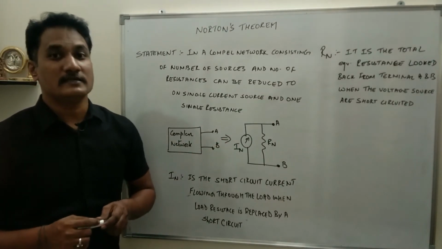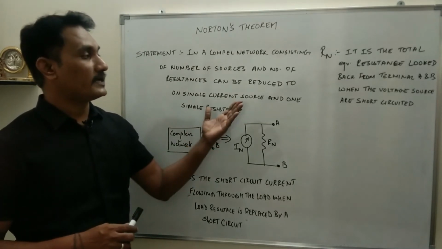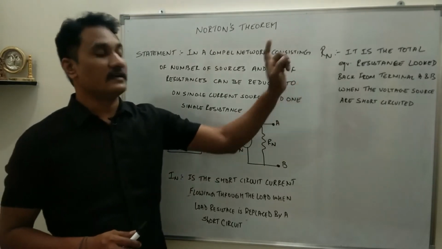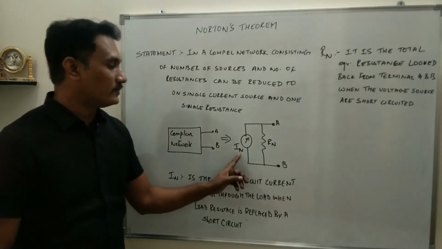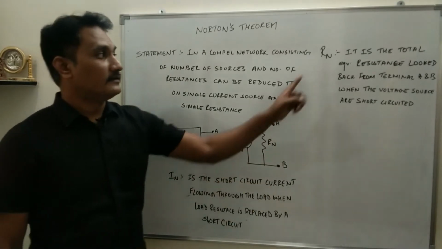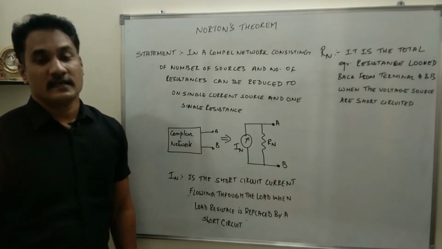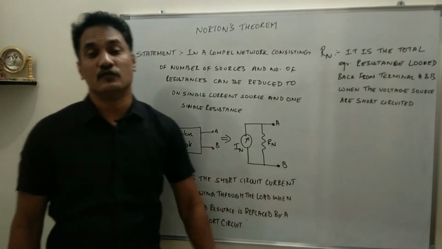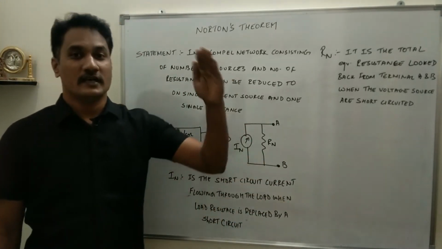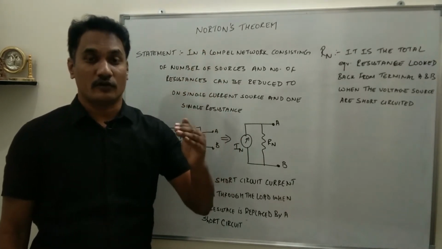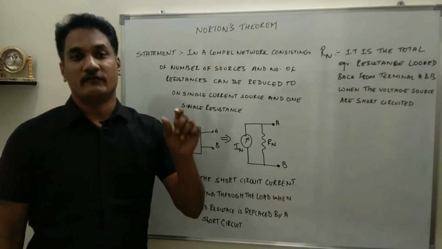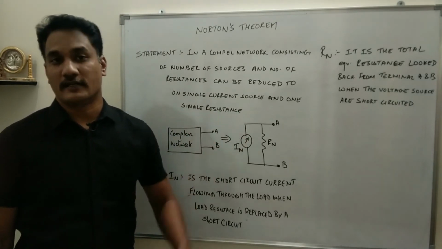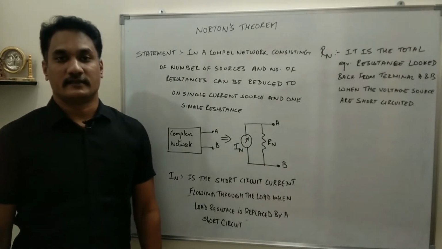So we can replace a complex network by converting that entire circuit into one current source and one resistance. That current source will be called IN and the resistance will be called RN. So this is how Norton's theorem will help you solve an electronic circuit. Of course, there will be number of steps which have to be followed. One by one we will follow the steps and we will try to solve one electronic circuit using Norton's theorem.